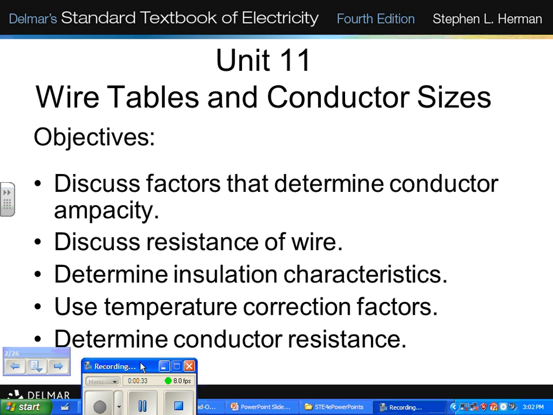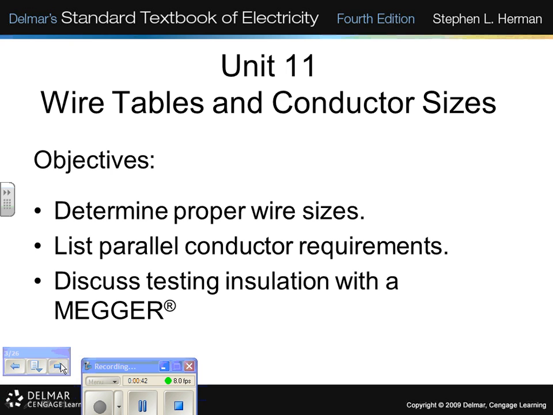Discuss the resistance of the wire, insulation characteristics, temperature correction factors, determine conductor resistance. And we're going to try and be able to select proper wire sizes for the conditions, but there are a lot of conditions we're going to talk about. List parallel conductor requirements and discuss the Megger.